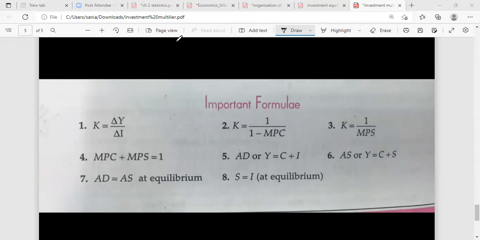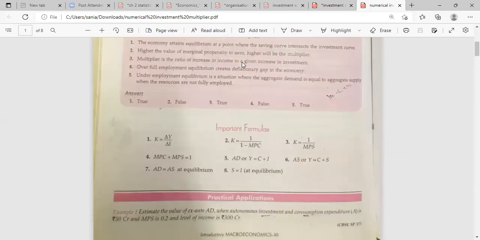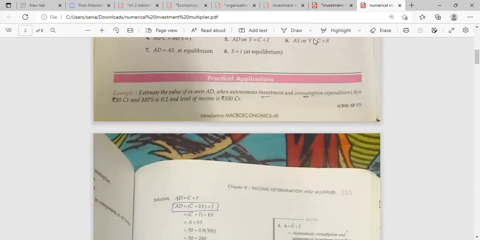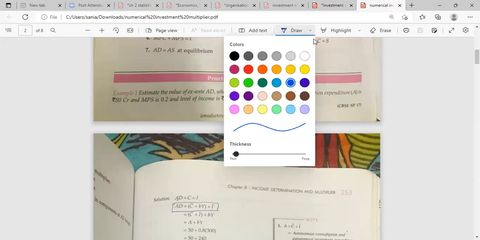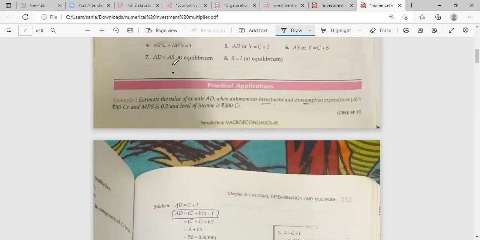Done, girls? Done. Yes, ma'am. Okay, so let's start with the numericals. You can see my screen. Over here, first of all, you have to write what is given, and accordingly you will apply the formulas.